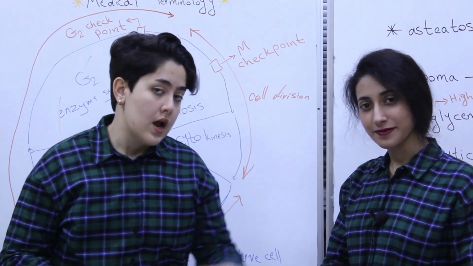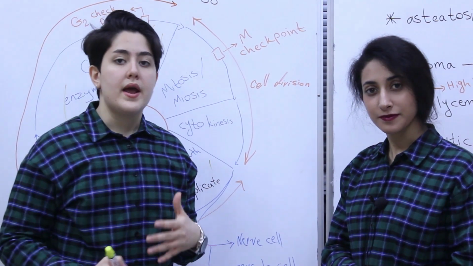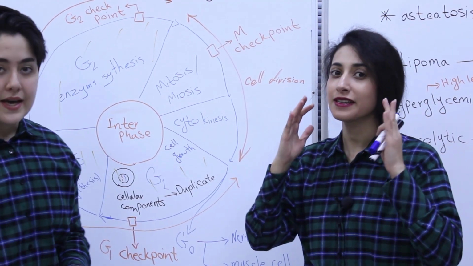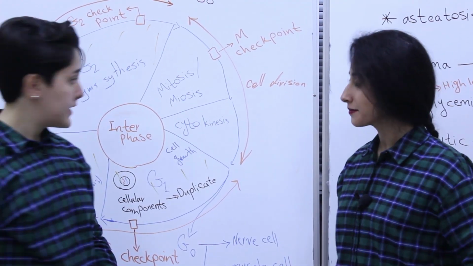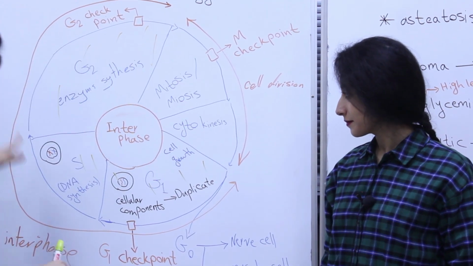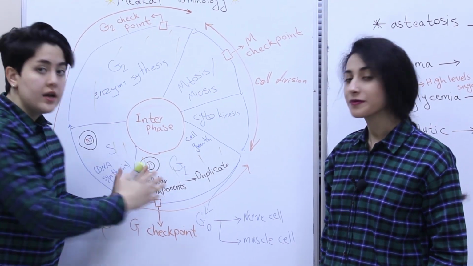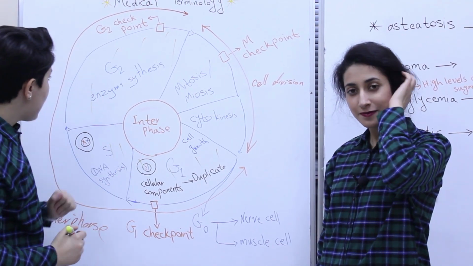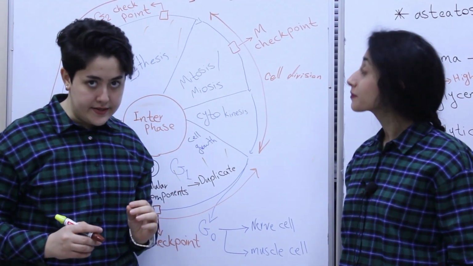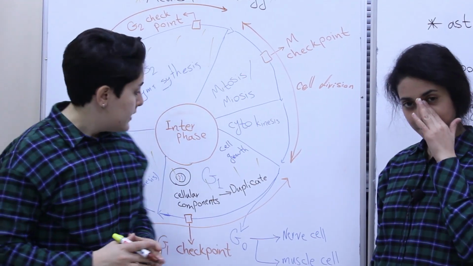In the interphase, generally, I'm starting to explain, the cells are growing and preparing for replication. They are prepared for DNA replication and then cell division. So here I want to start with G1. Here we have three main subphases that belong to the interphase.